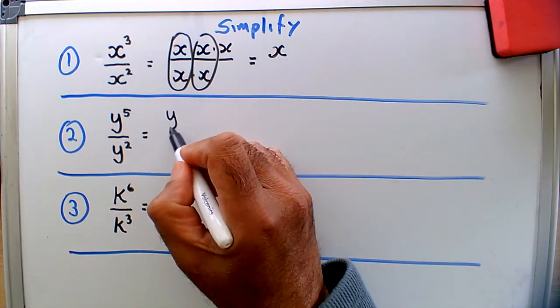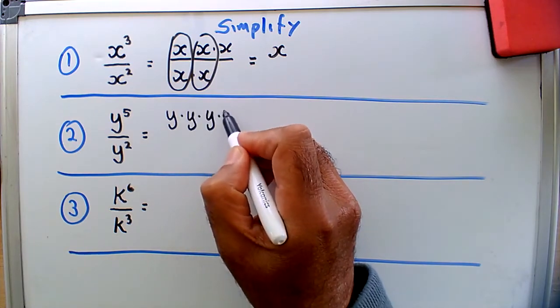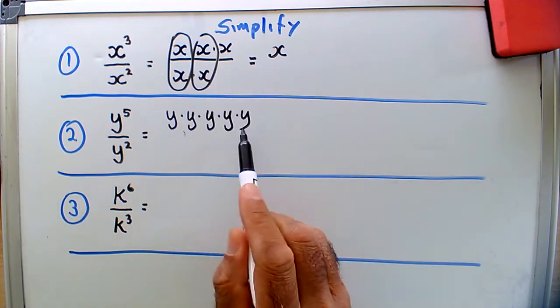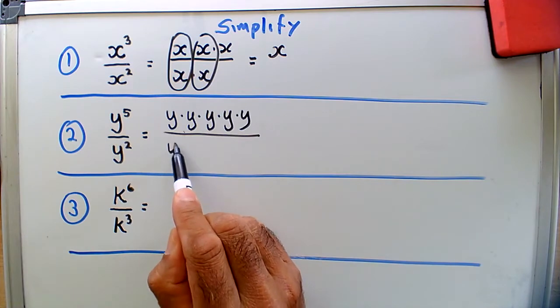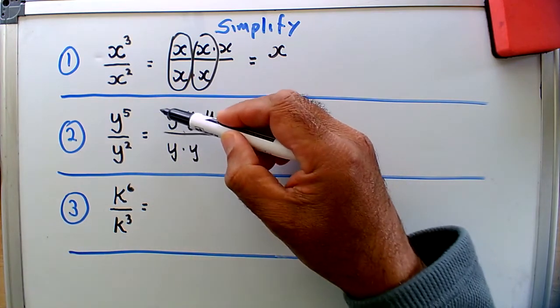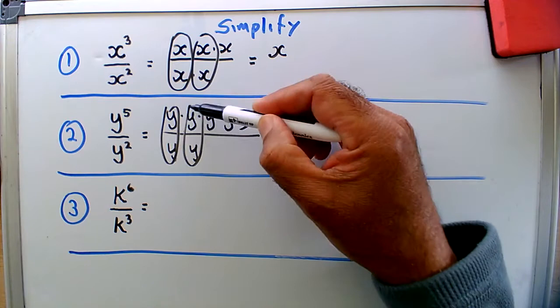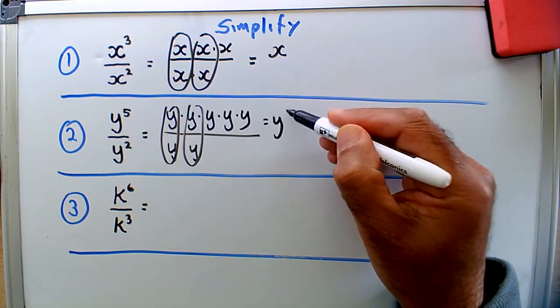Here I've got y times y times y times y times y, 5 times on top, and y times y on the bottom. And I can see here that's a 1. So I'm left with y to the power of 3 on top.